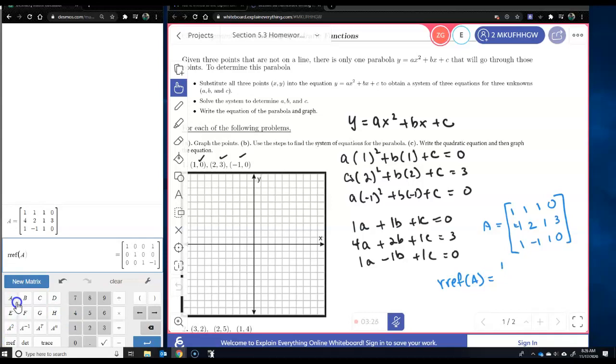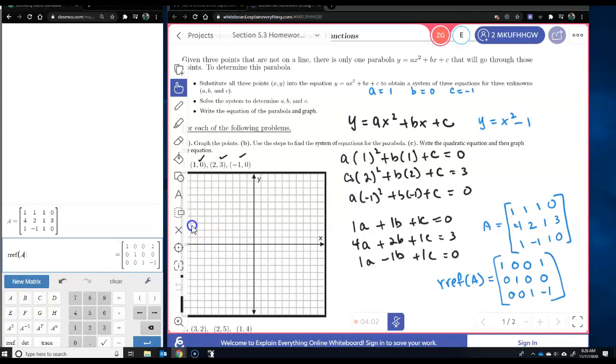So it's going to be 1, 0, 0, so A is equal to 1. Then 0, 1, 0, so B is equal to 0. And then 0, 0, 1 is negative 1, so C is negative 1. So we know that A is equal to 1, B is equal to 0, and C is equal to negative 1. So our equation is going to be y equals x squared minus 1.